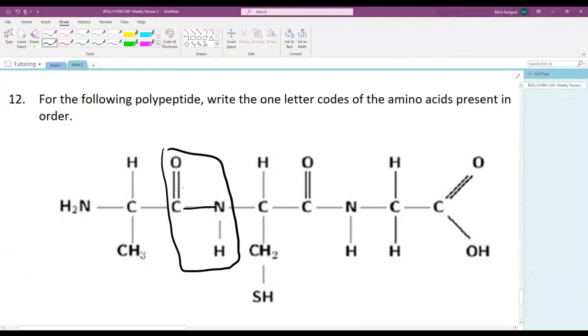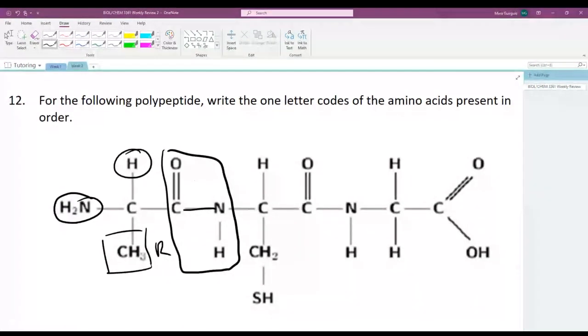This is what separates, I'm sorry, not carboxyl, carbonyl, excuse me. This is what separates two amino acids. So I know that to the left of this thing is my first amino acid. Well, that's the amine group, so I know that's there. That's the hydrogen, meaning this is my variable R group. Okay. Which amino acid has an R group that's just a methyl?